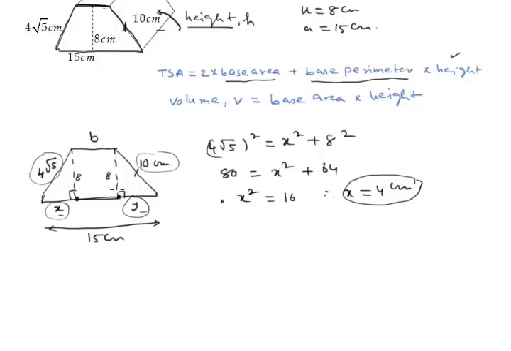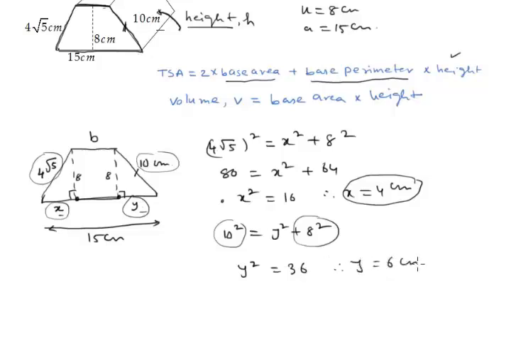And from this right angle triangle, this is the hypotenuse. So hypotenuse, that is 10 square, equals Y square plus 8 square. 10 square means 100, this is 64. So we will get Y square equals 36. Therefore Y will be 6 cm. So this is 4 cm, this is 6 cm. Altogether 10 cm. So this will be 5 cm. So this B is 5 cm.